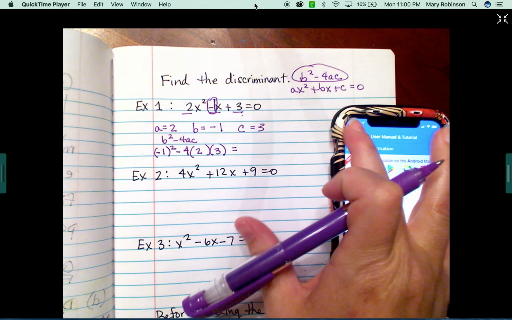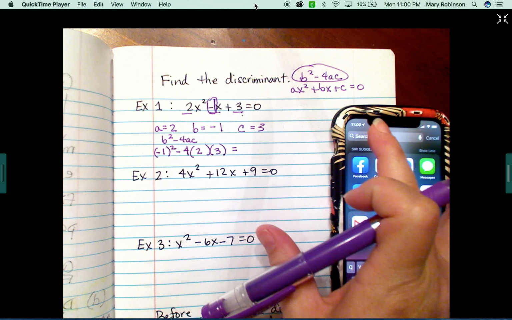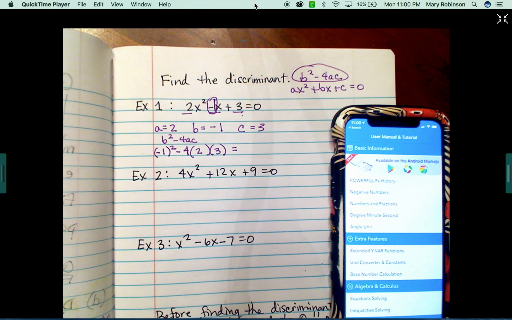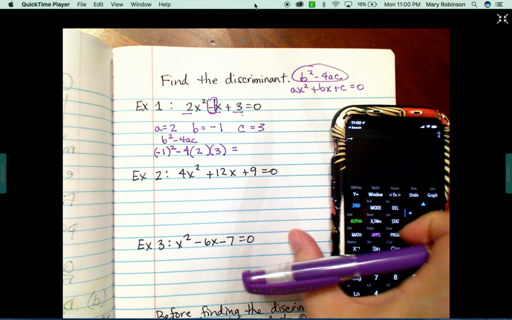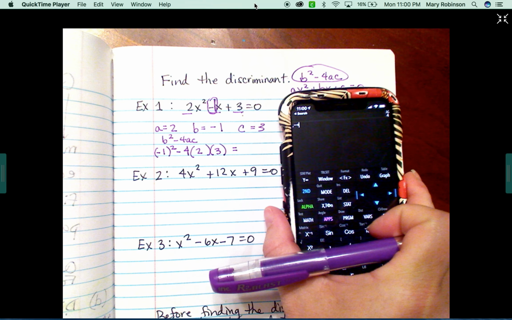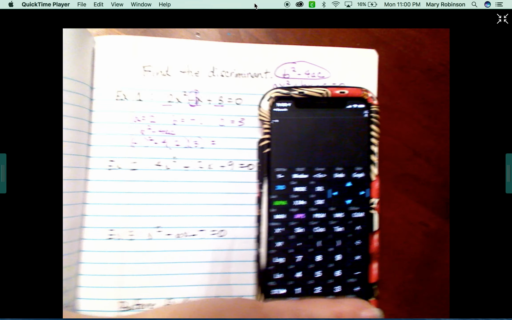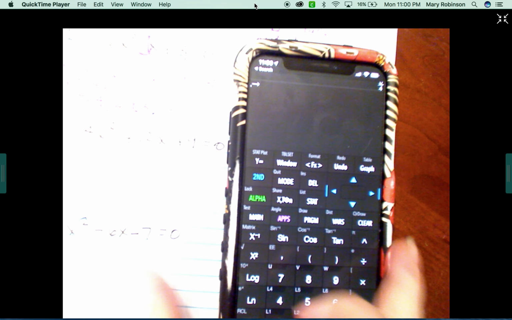So again, with the Calculator X, what's my phone doing? What's it doing? I don't need it. Oh, there we go. Sorry about that. So I'm going to go ahead and plug it in and zoom in just a little bit so maybe you can see. It might be too bright.